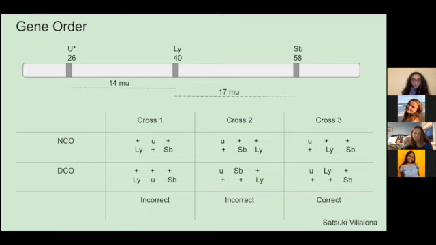In order to calculate the distance between each gene, the percentage from the table previously is used from the single crossover plus the double crossover in order to determine the distance between each mutation. So here you can see that our unknown mutation is 14 mu apart from the Lyra wings mutation, and the Lyra wings mutation is 17 mu apart from the stubble wings mutation.